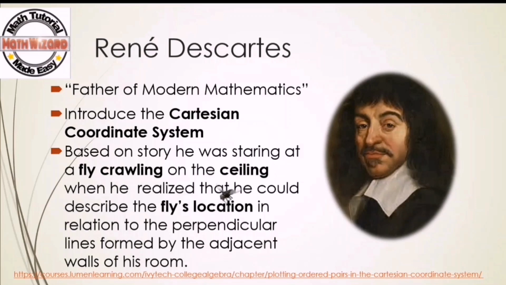Based on the story, he was staring at a fly crawling on the ceiling when he realized that he could describe the fly's location in relation to perpendicular lines, and that is the Cartesian plane.